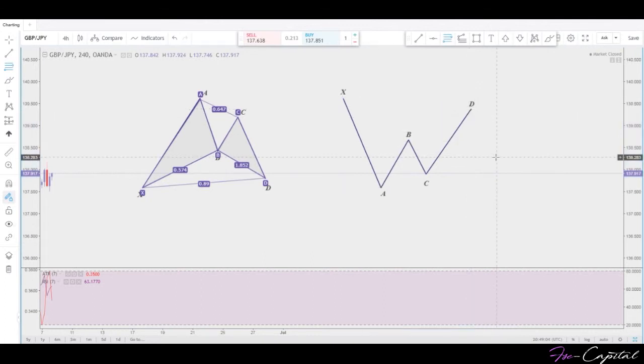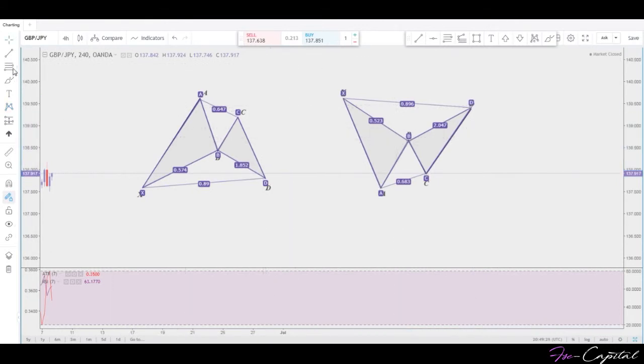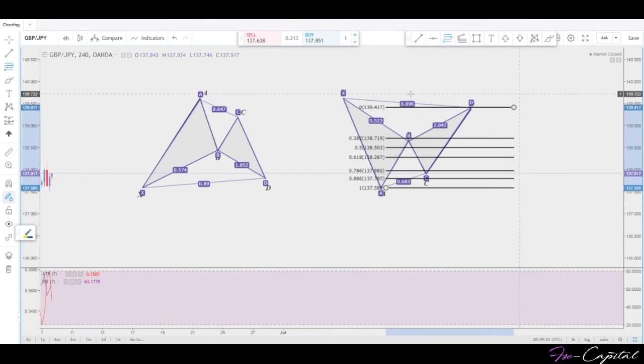So let's draw this in again. Let's get my special tool, X to A to B, B to C, and CD completion at the 88.6. Now, in order for you to find out where your target should go, grab your fibs again, draw it from A to D, and your target should be sitting at the 38.2 and the 61.8. It's as simple as that. And your stop loss again is above X. This is the bearish bat pattern.